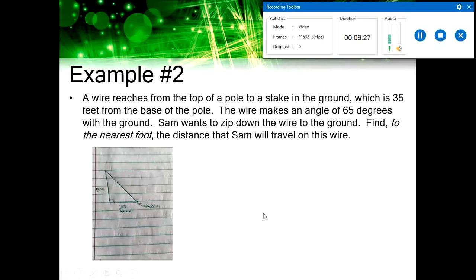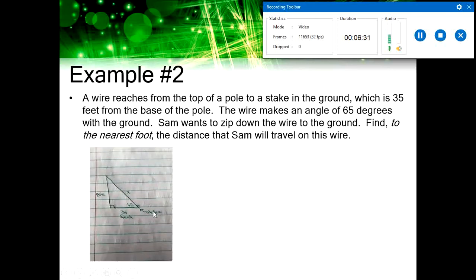We know that the wire will make an angle of 65 degrees with the ground. I'll continue to label. There's the 65 degrees. This is the angle of elevation. So we have Sam who wants to zip line down the wire to the ground. We need to find, to the nearest foot, the distance that Sam will travel on this wire. So there's my unknown x.